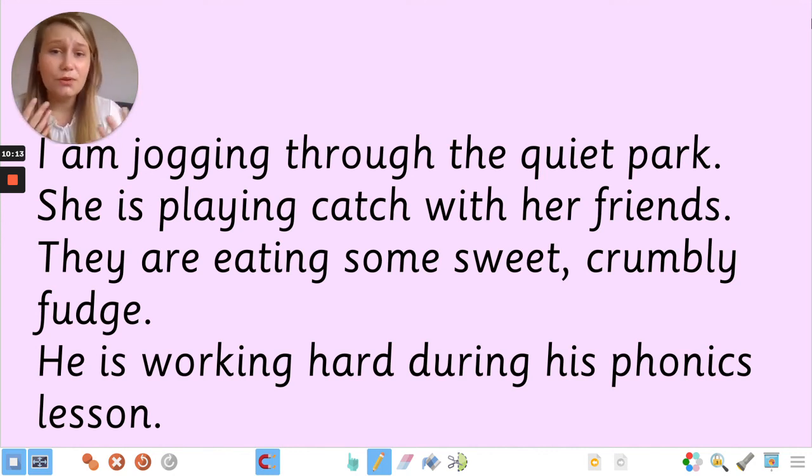I think there's lots of new vocabulary that we've learnt here, but I'm really impressed with the hard work that you have been putting in your phonics sessions lately, so well done.